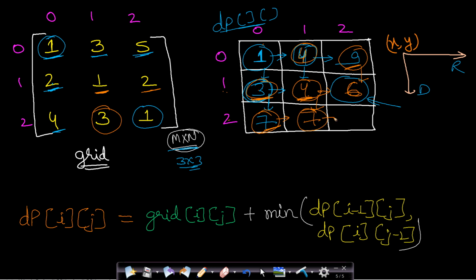Now if you want to reach this last cell 2, 2, then we can reach there from 2, 1 and we can also reach there from 1, 2. So we'll take the minimum of these two, which will be 6, and then add the current cost 1. It will come out to be 7. So 7 is the minimum path sum if we start from this 0, 0 and we want to reach this 2, 2. So I hope you understood this method.